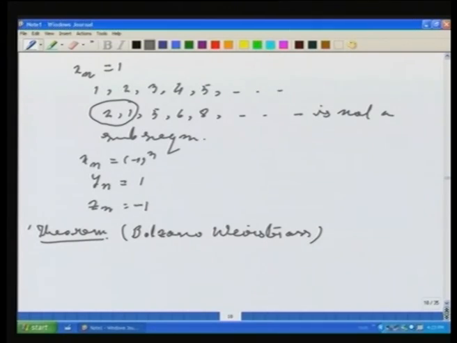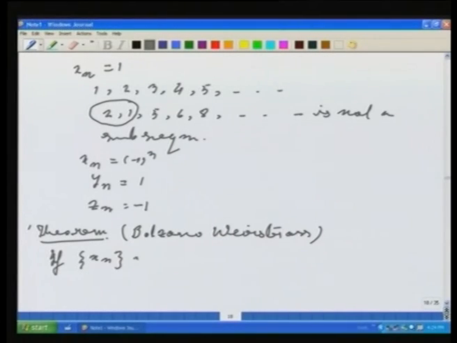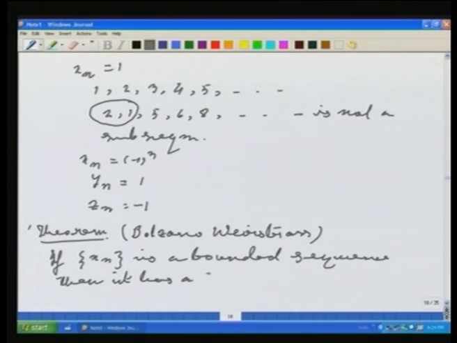Well, the statement of the theorem says that if x n is a bounded sequence, then it has a convergent subsequence. We will see the proof of this actually follows as a corollary of the nested interval theorem.